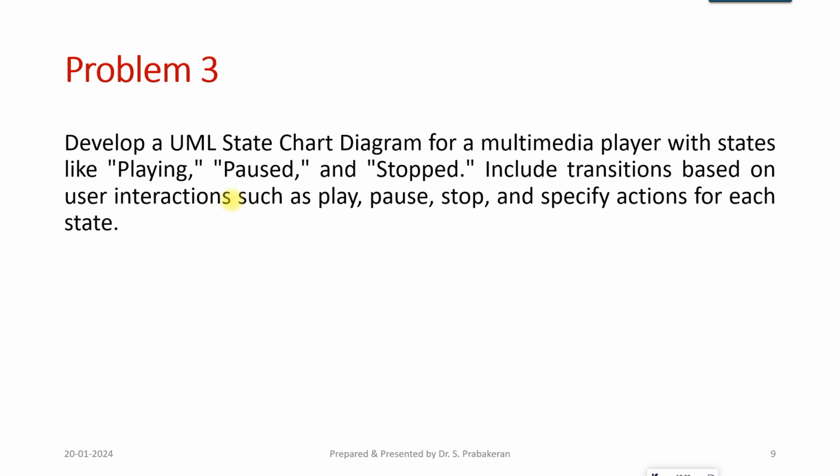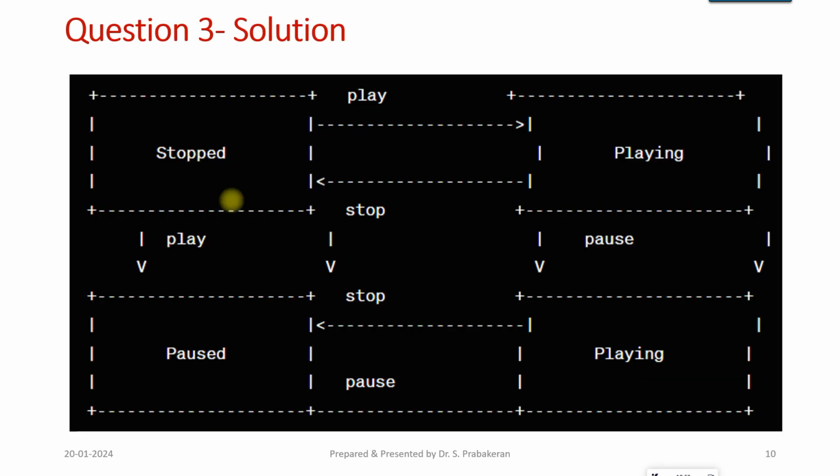Here we are asked to develop a UML state chart diagram for a multimedia player. The same thing, with states like playing, paused, stopped, and so on. Here we need to map the transitions as well as the associated action that is happening. Now quickly we move into it. Our initial state is stopped. That is where our multimedia player begins.